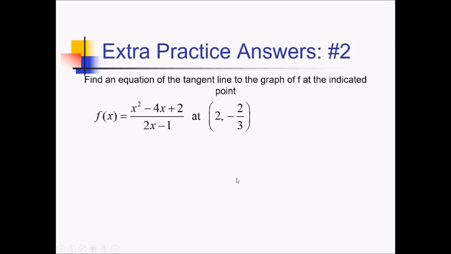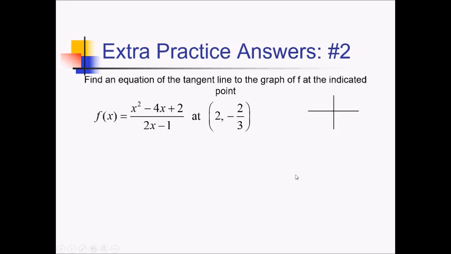For this one, we're trying to find the equation of a tangent line for this rational function at the point given here. So I need to get the derivative of this thing at this point so that I can enter a slope into my point slope formula. I've already got a point. I need a slope now. So for f prime, I'm going to have to use the quotient rule on this one. There's no way to really simplify this and use power rule.